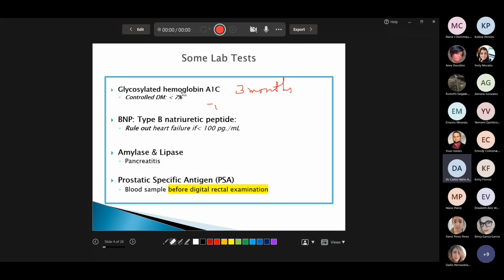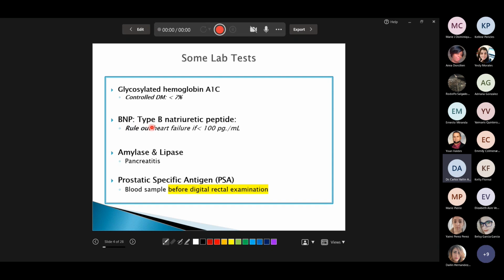It's the best test to know how well or how badly the patient is controlled. The American Diabetes Association says that diabetic clients should have this below 7%. People who keep it below 7% probably will not have those horrible vascular and neurological complications that patients with diabetes have.